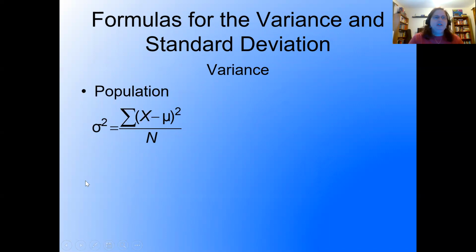And let's actually start with the left side of this equation before the equal sign. And you see this funny looking symbol here, and it's squared. And what does that symbol stand for? It stands for population variance. And what does this little O with the little tag on it mean? It stands for sigma. So sigma squared is population variance.